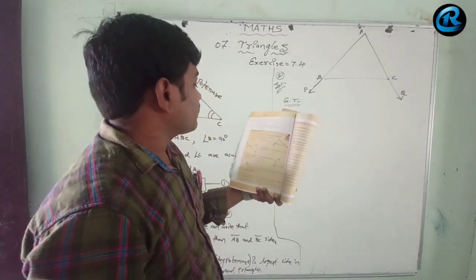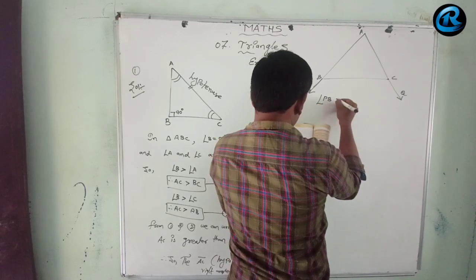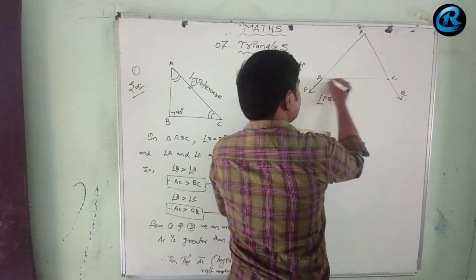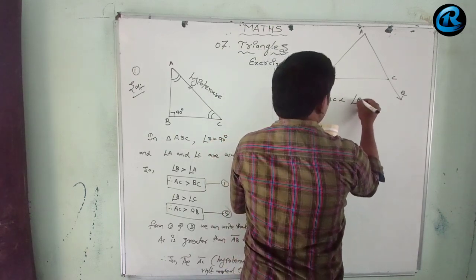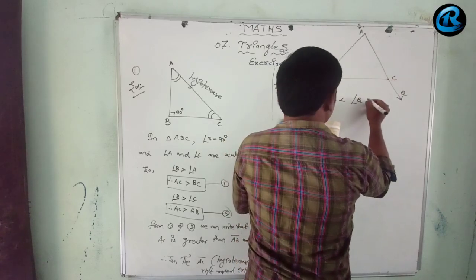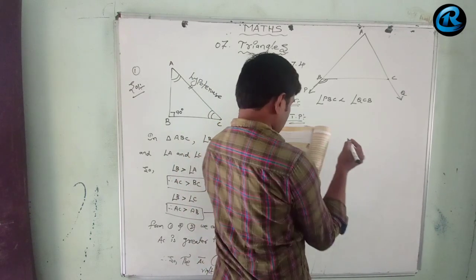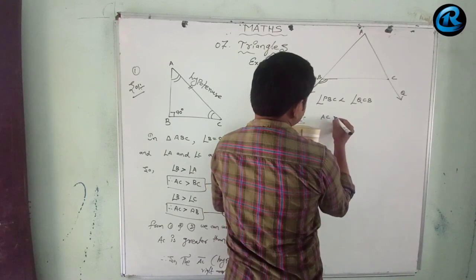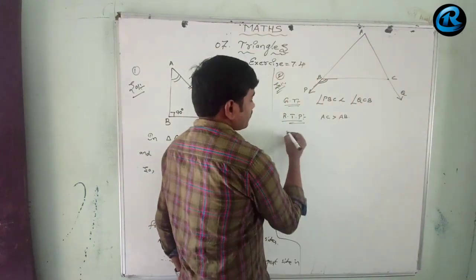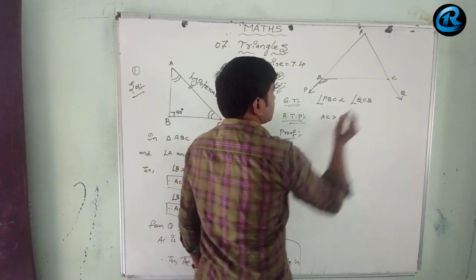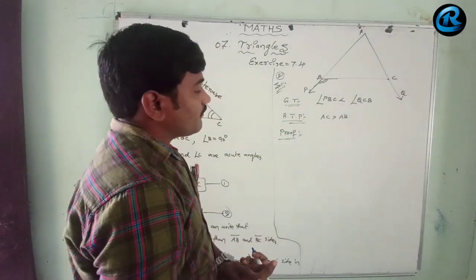It is also given that angle PBC is less than angle QCB. And we have to show that AC is greater than AB. Easily we can show it. See, we go for a proof. Here the AC side we have to show should be greater than AB. Okay, then proof.